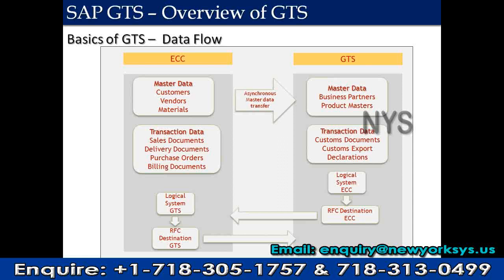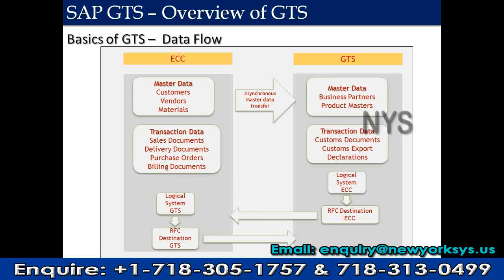So there is a batch job which runs every 10 or 20 odd minutes in the ECC, which takes the newly created or changed customers, vendors and material masters to the GTS. Okay, so this is called asynchronous master data transfer.